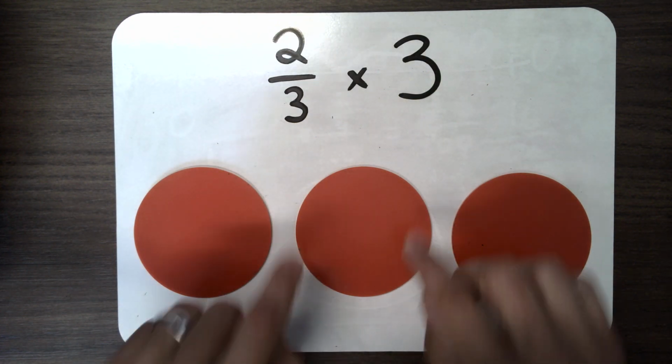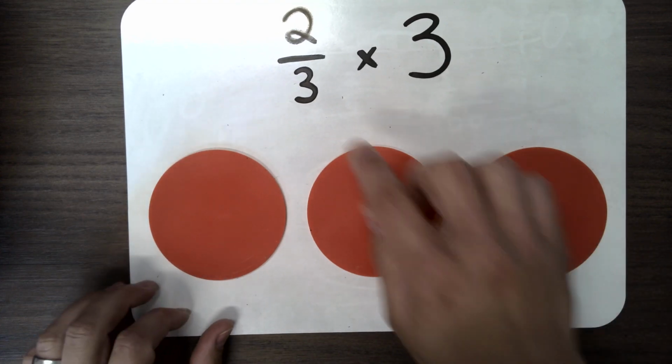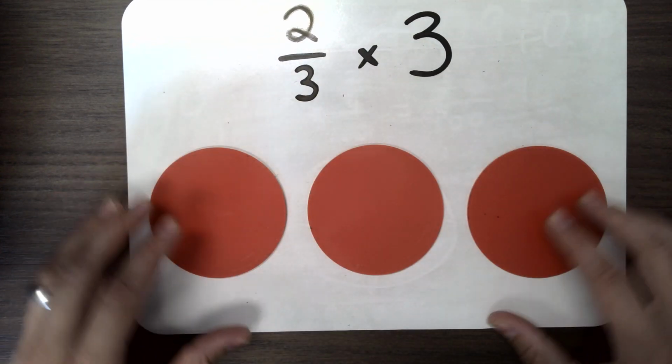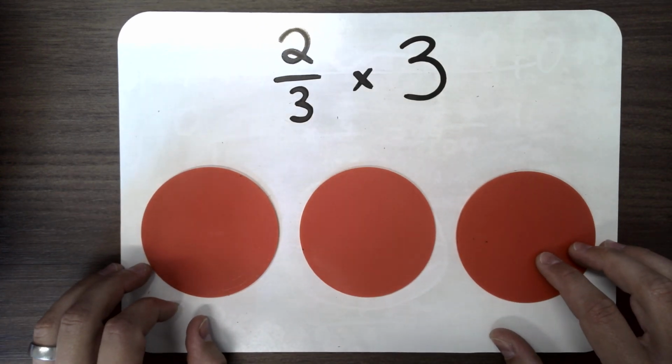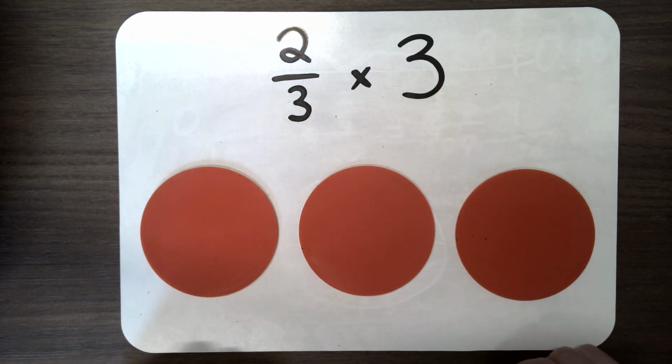So again, 2/3 times 3, we're starting with this group size of 3. So I want 2/3 of this entire group. So my first move is to create thirds. Okay, so I want to create thirds from this group. If we're creating thirds, what we're doing is dividing by 3, or you can think of it in this case as creating 3 equal groups.